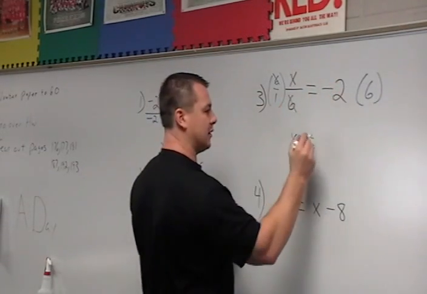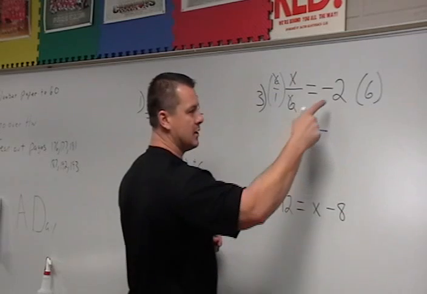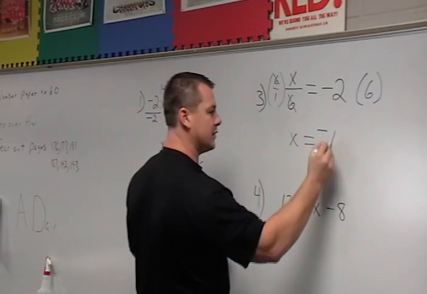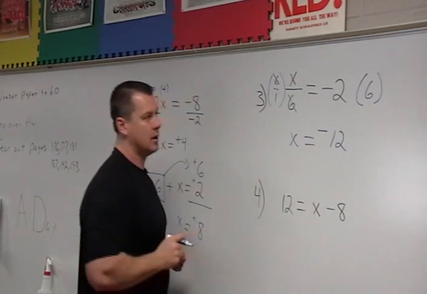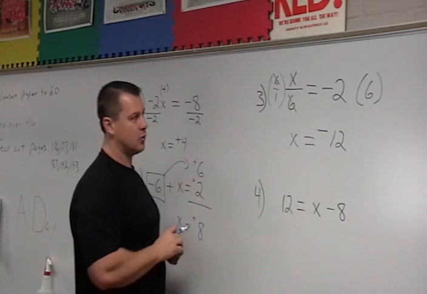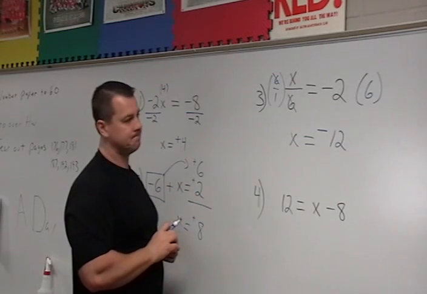Negative times a positive is a negative. 6 times 2 is 12. So x equals -12 for number 3.